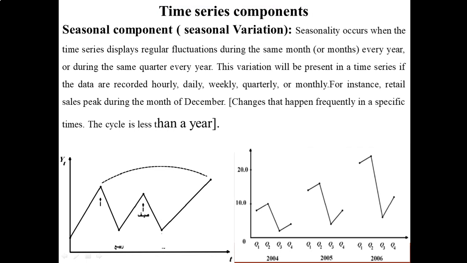When we look at this graph, we find that in 2004, 2005, 2006, there are 4 quarters in every year, and the cycle is less than 1 year. During these 4 quarters, we noticed that there are fluctuations: there are incredible sales of ice cream in summer, but in winter there is a decrease in ice cream sales.